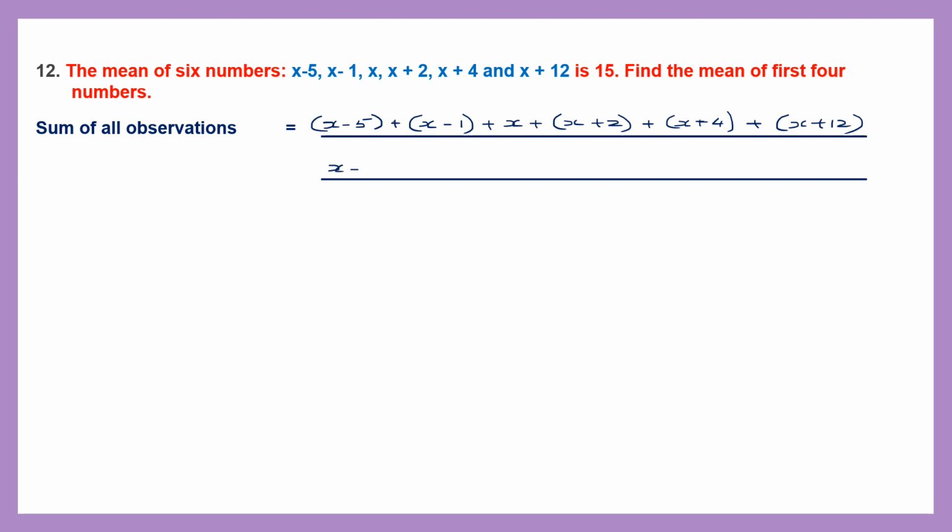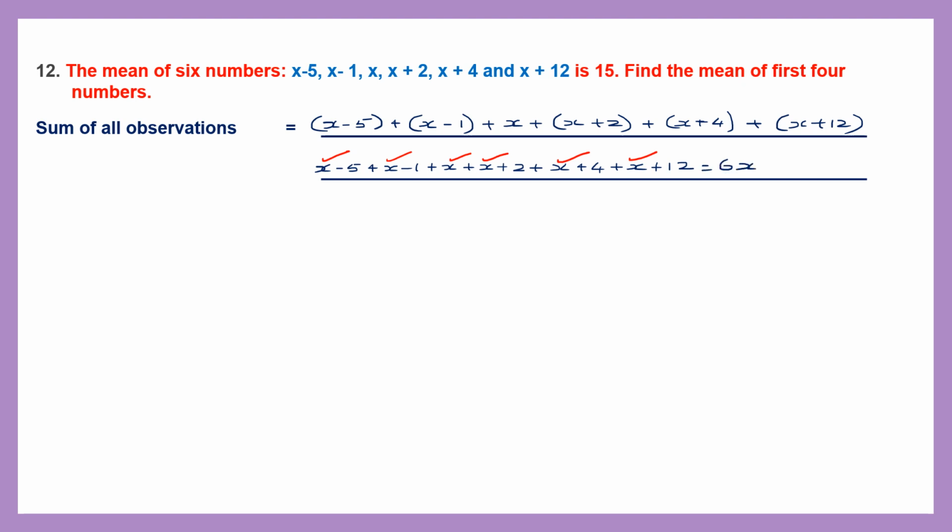So x minus 5 plus x minus 1 plus x plus x plus 2 plus x plus 4 plus x plus 12. So now what we're going to do is take all the x terms: 1, 2, 3, 4, 5, 6. So we have 6 x terms. So this will be 6x.